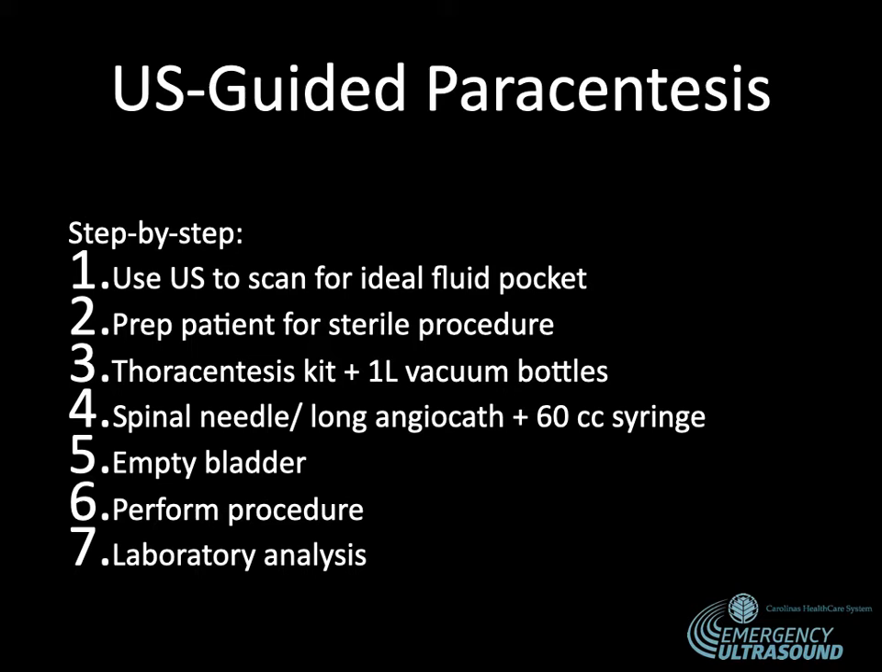And then I'm going to prep the patient for a sterile procedure. I want to think about how many liters I might be taking off, or if I'm just doing a diagnostic paracentesis and taking off a small amount. Then I'm going to either need my thoracentesis kit, or I'm going to use a spinal needle and a long angiocath and a 60 cc syringe for my diagnostic paracentesis. I do want to have the patient empty their bladder as well before I perform the procedure. And then I'm going to perform the procedure and send the sample of fluid to the lab for analysis.